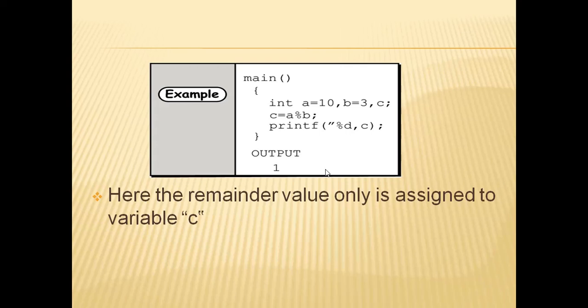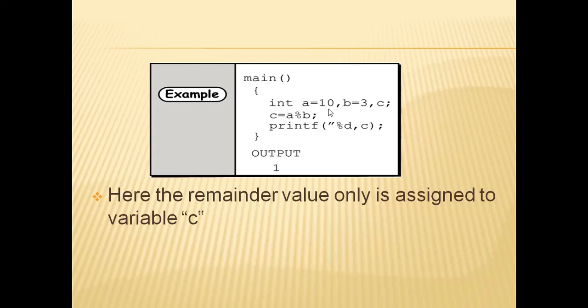Okay, next we see a simple program which explains the modulo operator. Here, A is a variable of type integer and we assign 10 to the variable A. And B is equal to 3. So B is a variable of type integer and we assign 3 to this variable, and C is also an integer data type. So these are the variable declarations.